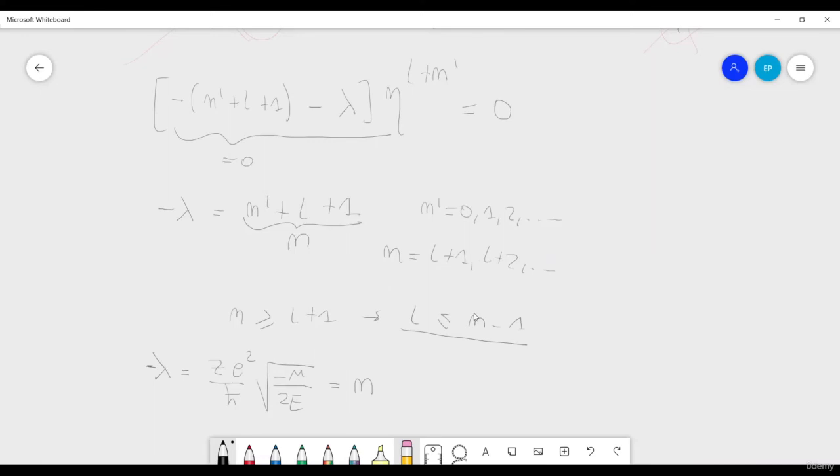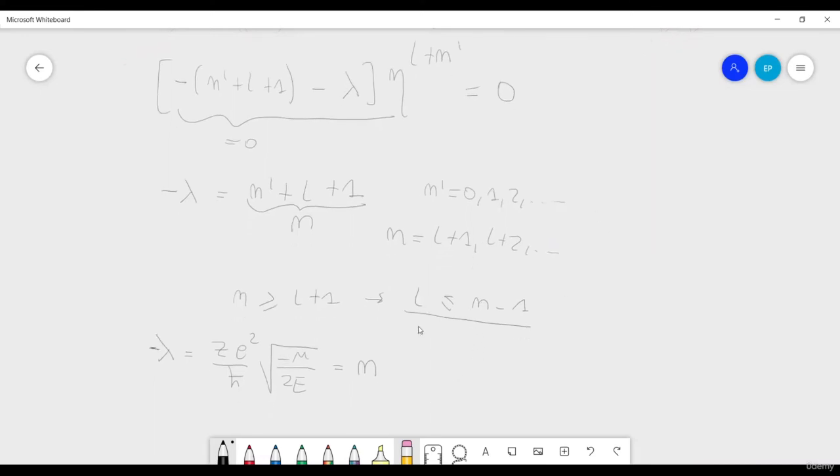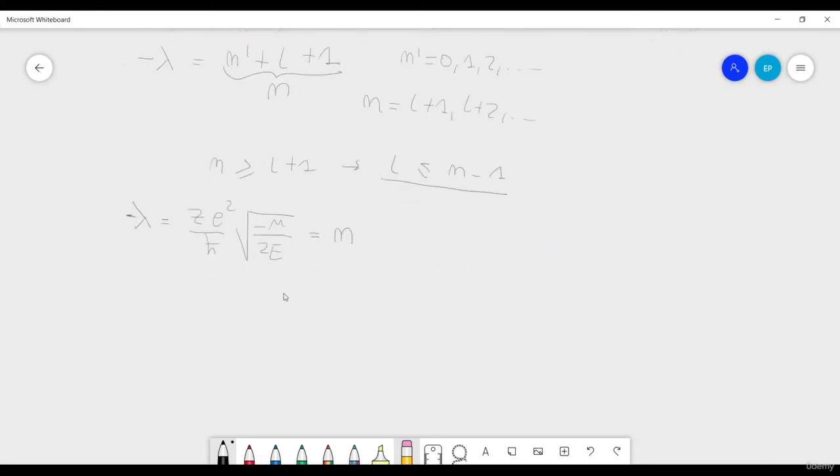And from here, you can see that the only thing that can change inside this expression is the energy. So the energy can depend on the subscript n, so it's E sub n. That's the only quantity here that can depend upon this integer n.